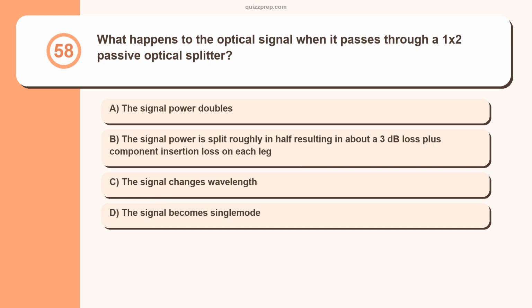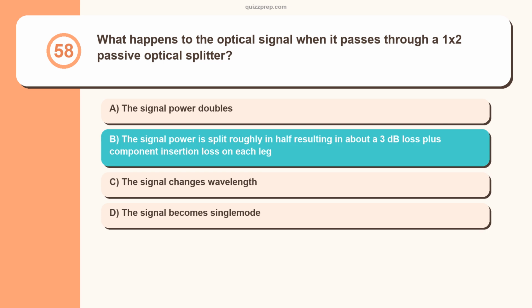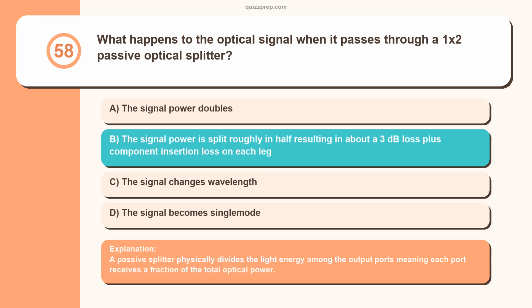Question 58. What happens to the optical signal when it passes through a 1x2 passive optical splitter? The signal power doubles. The signal power is split roughly in half, resulting in about a 3 dB loss plus component insertion loss on each leg. The signal changes wavelength. The signal becomes single mode. A passive splitter physically divides the light energy among the output ports, meaning each port receives a fraction of the total optical power.